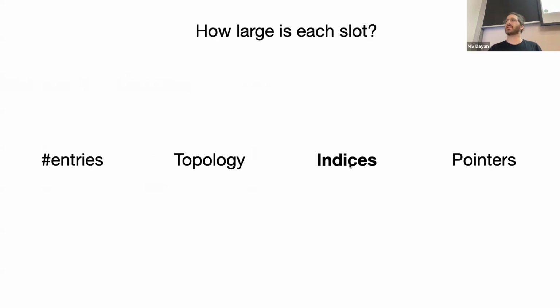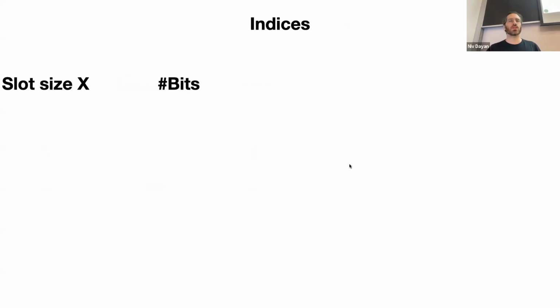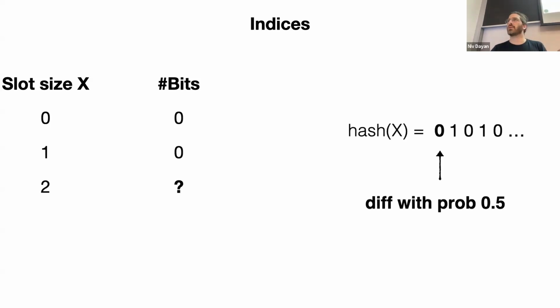Let's look at the indices. Again, as the number of entries in the trie increases, how many bits do I need on average? Suppose I have 0 entries, there's no trie, 0 bits. Suppose there's 1 entry, there's nothing to differentiate between, 0 bits. Suppose there's 2 entries. So now the question is, on average, how big is this field? How big is it on average?